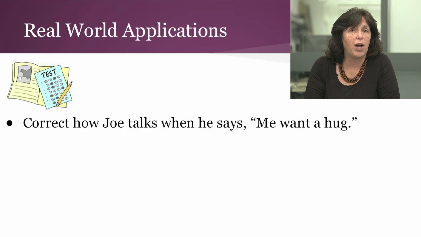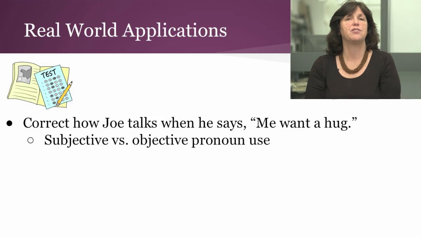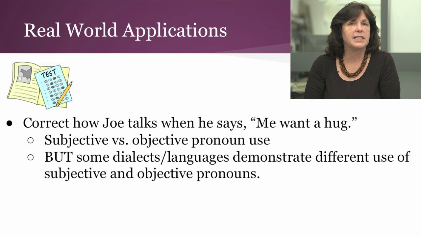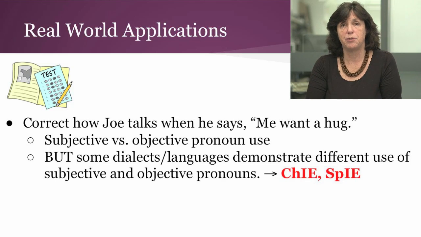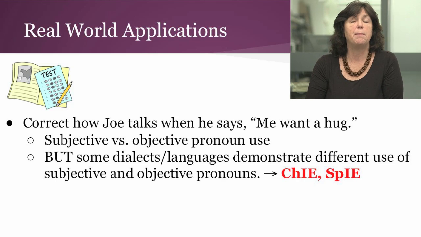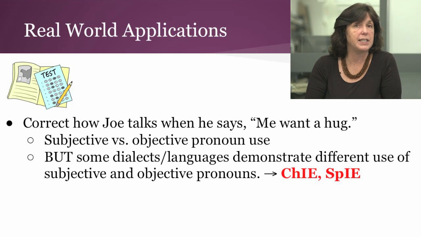Here's an example of a prompt used to assess language. Correct how Joe talks when he says, "Me want a hug." What morphosyntactic features are we testing here? We're testing use of subjective and objective pronouns. But as we know, some dialects and languages demonstrate different subjective and objective pronoun use, such as Chinese-influenced English and Spanish-influenced English, where there is no distinction between objective and subjective pronouns. "Me want a hug," for example, would be perfectly acceptable in Chinese-influenced English.